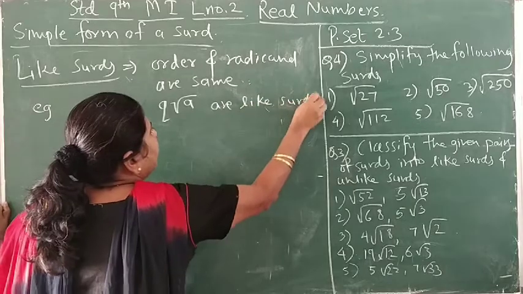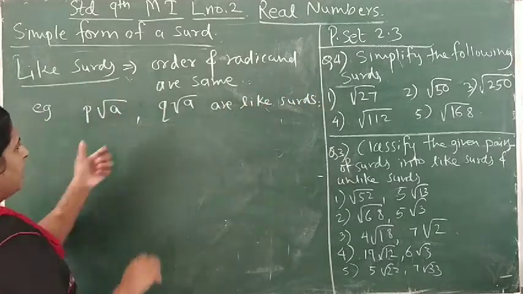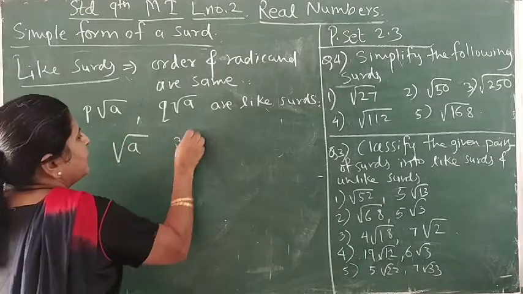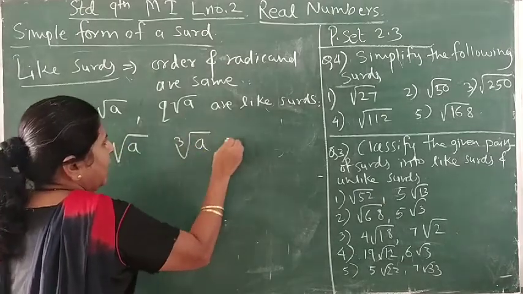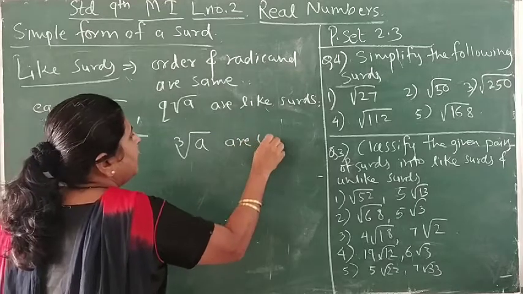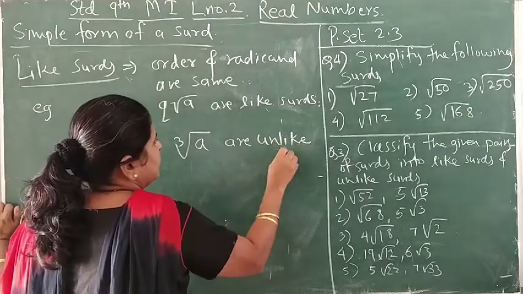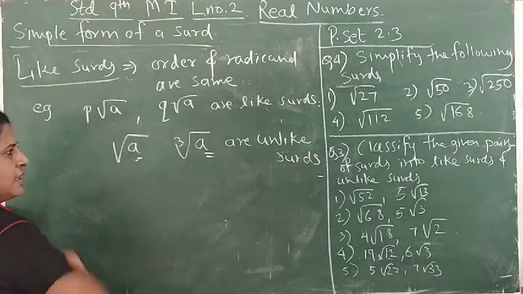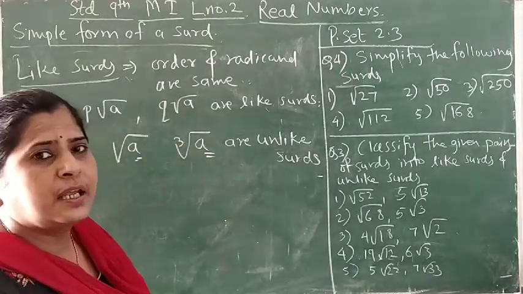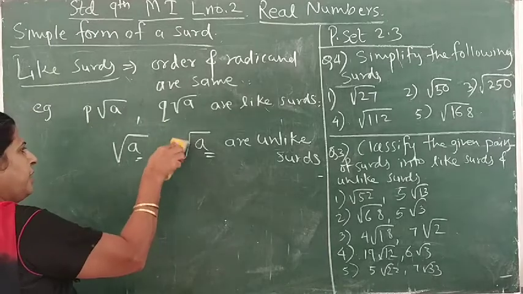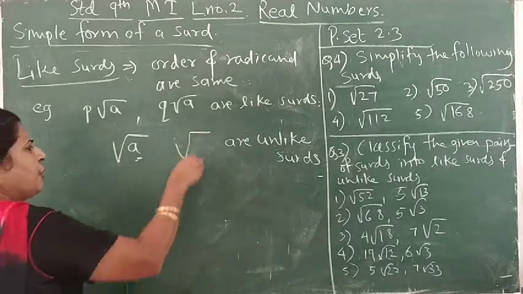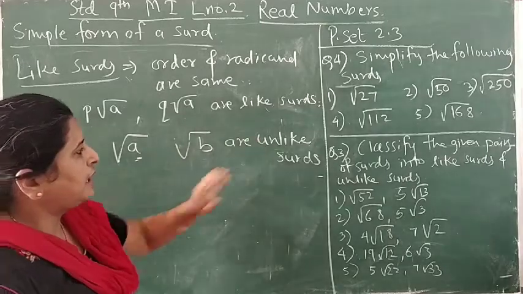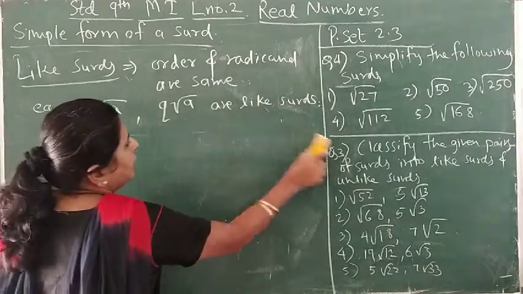Okay. If this is square root of a, and the other is say cube root of a, they are not like terms, they are unlike surds. Because here the radicands are the same, but the order is not the same. So in that case, they are unlike surds. Or if we have square root of a and square root of b, where the order is the same but the radicands are not the same, even in that case they are unlike surds.